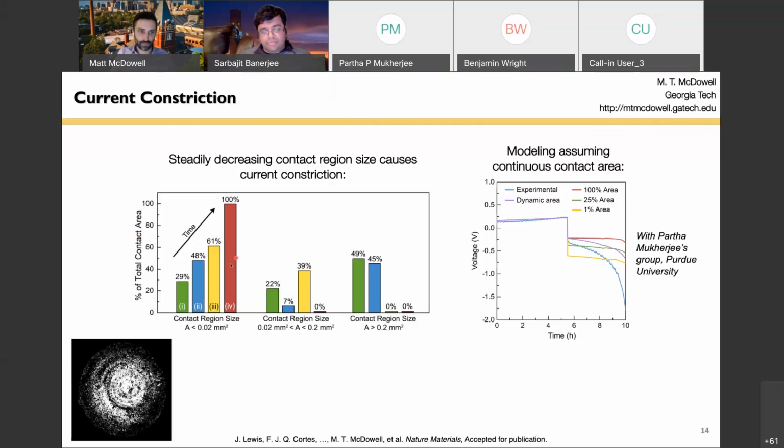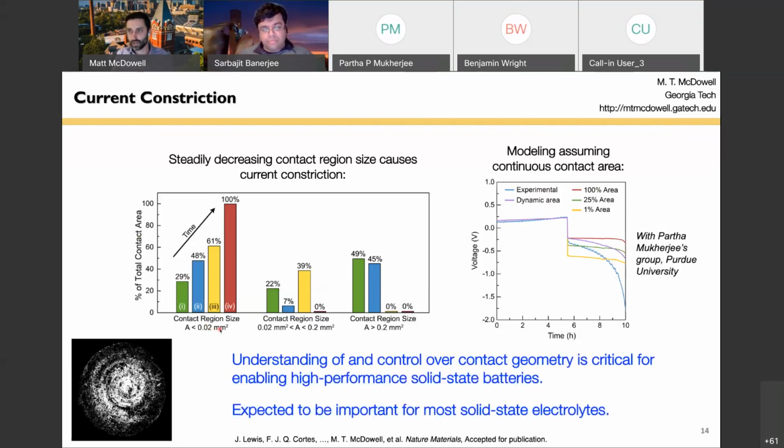We've quantified the area of the contact, and it's a little bit of a weird way to look at this, but basically you start with large contacts here and you end with small contacts. 100% of your contacts at this interface at the end of the experiment are less than 0.02 square millimeters in size. This small contact leads to what we call current constriction and constriction resistance. What this means is that when you're forcing current to run through a smaller area, when it's coming from a larger area, it's like water going through a pipe. You have a much higher resistance to that flow. This can be modeled as well, and we're working on that. So it's very important to understand the shape of the contact.